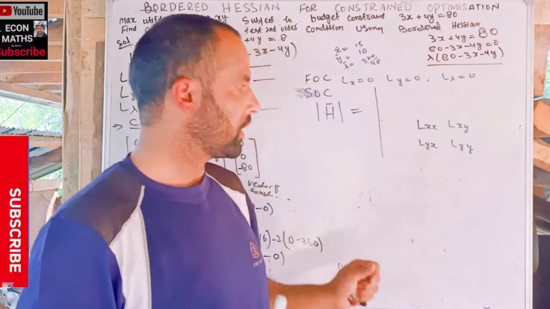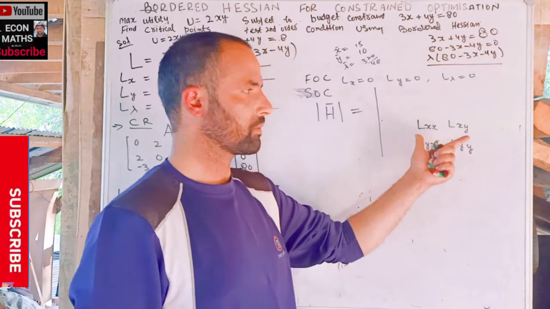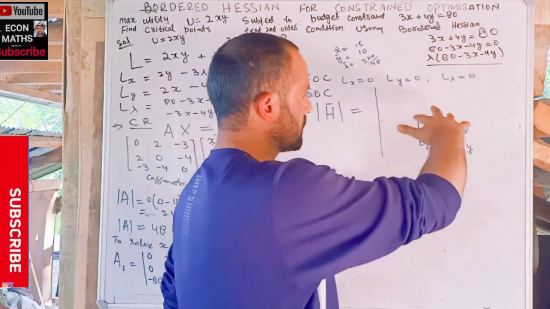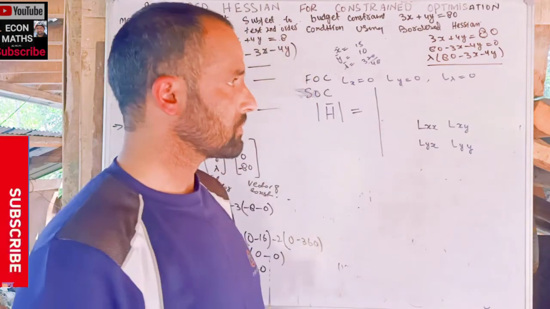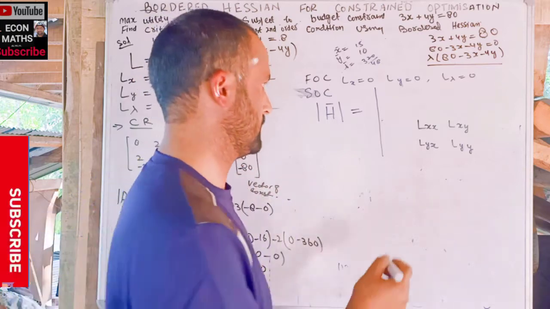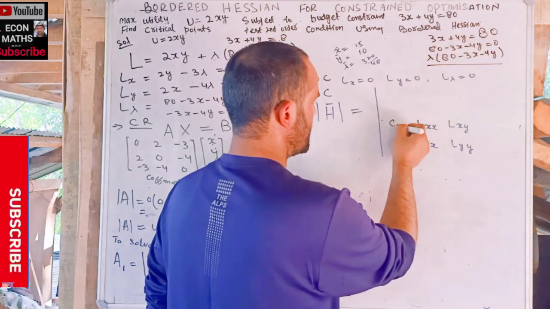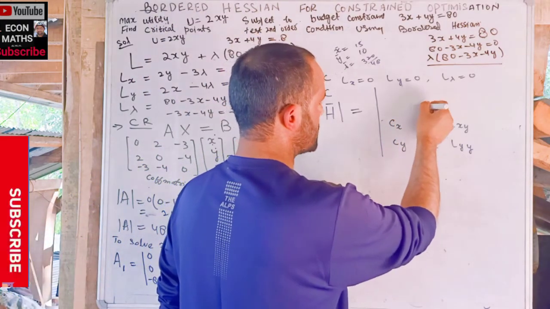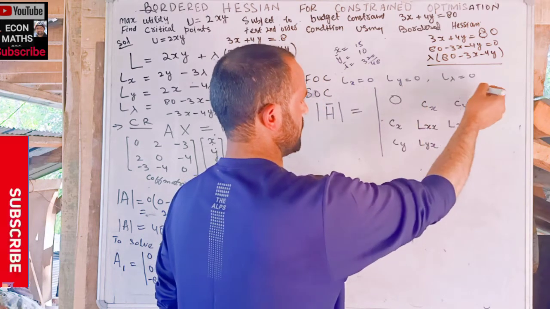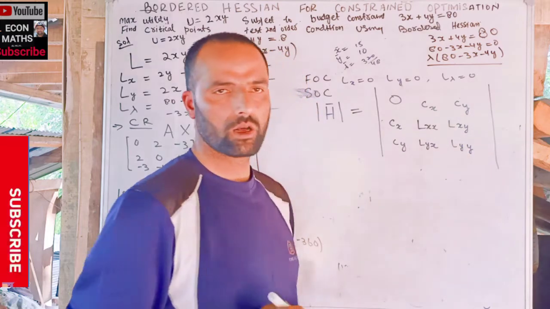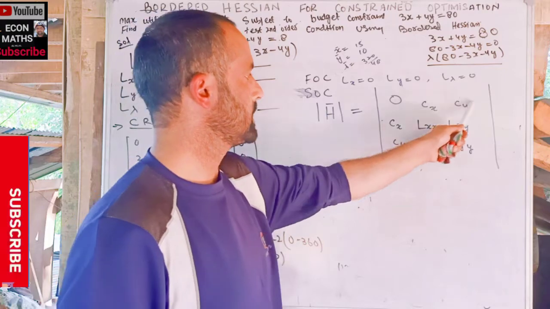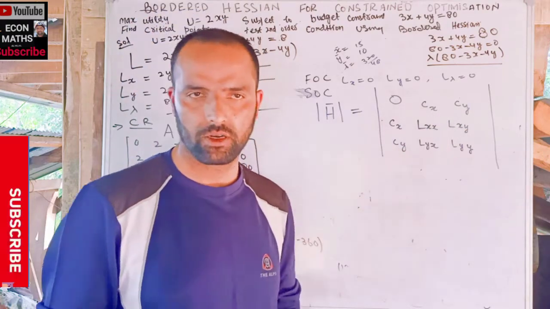So we form a matrix of second order partial derivatives of the Lagrange function and border this with the partial derivatives of the constraint function. That is cx, cy, here also cx, cy, and we write 0 on the principal diagonal. So this is how we form the bordered Hessian matrix. Now the cx, cy, Lxx, Lxy, these are the derivatives which we have to find.